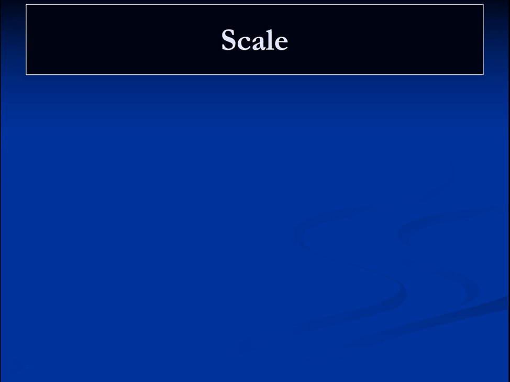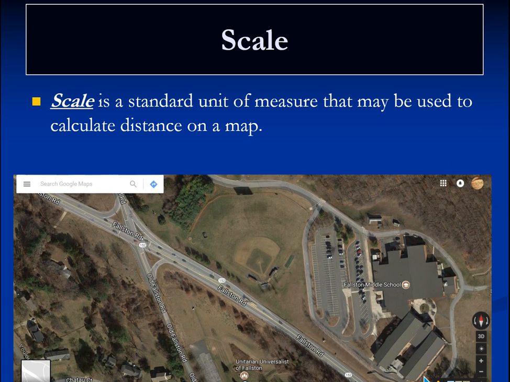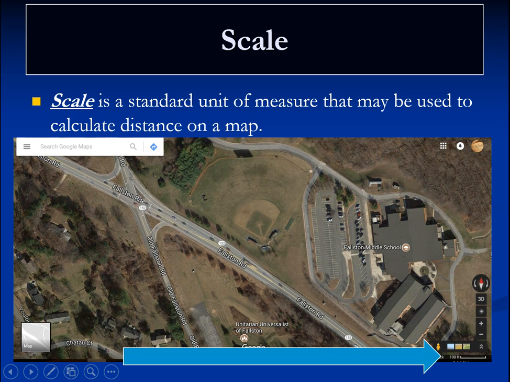Scale. We didn't talk too much about this in class, a little bit, but scale is a standard unit of measure that may be used to calculate distance on a map. So here is a 3D photo of Falston Middle School. If you were to go to Google Maps, in the bottom right-hand corner, right here, where the arrow is pointing, you will see the scale.